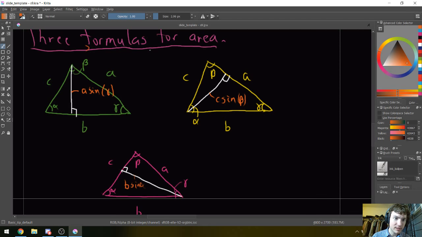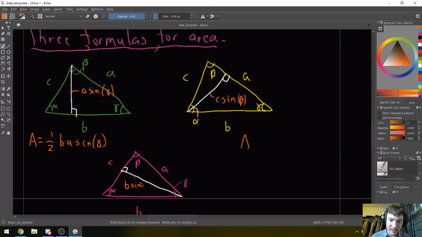Okay, so now using the title as a hint, 3 formulas for area. We know the area of any triangle is a half base times height, but that doesn't tell us which height we have to use. So for instance, in the green triangle, if we look at this white thing as the height, then that means B is the base, right? So using the green triangle, the area is 1/2, base is B, height is A sine gamma. Cool. Basin gamma, yes, very good. I like when equations have a string of letters that spell something. It's very nice.